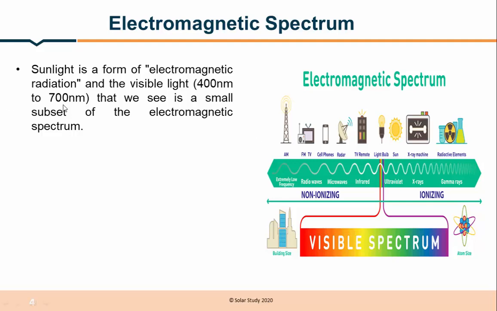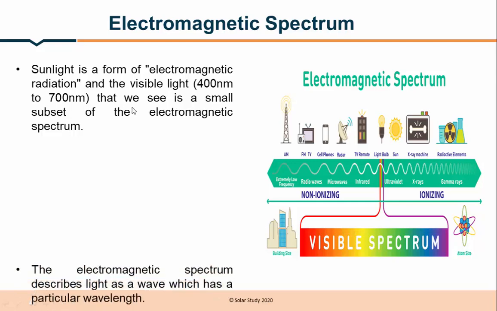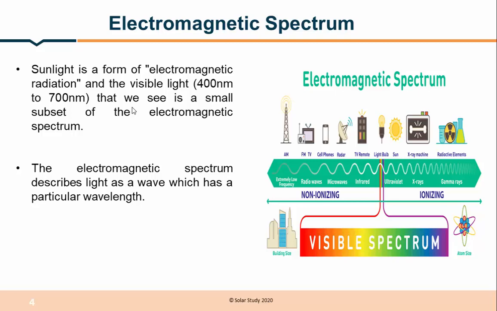But we have to specifically know about the visible spectrum, because whatever energy comes from solar radiation is visible in nature. So for solar energy we require visible radiation. The wavelength of visible light is 400 nanometers to 700 nanometers. It is one of the subsets of the electromagnetic spectrum.